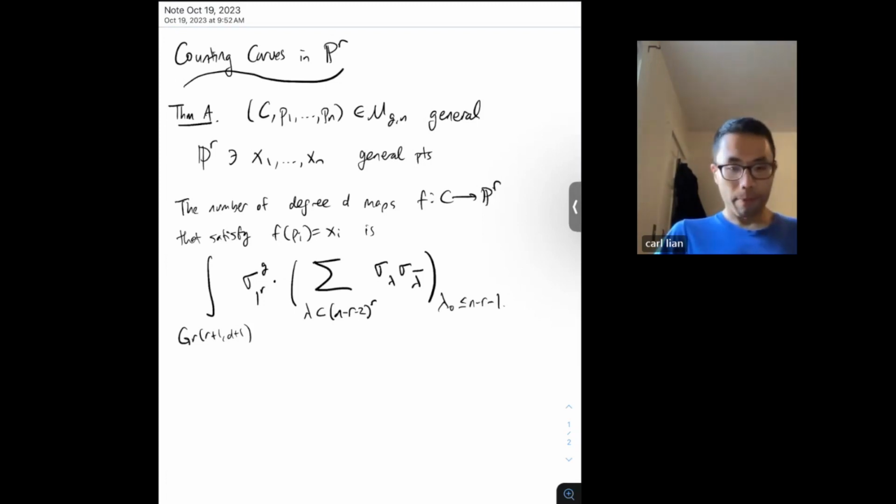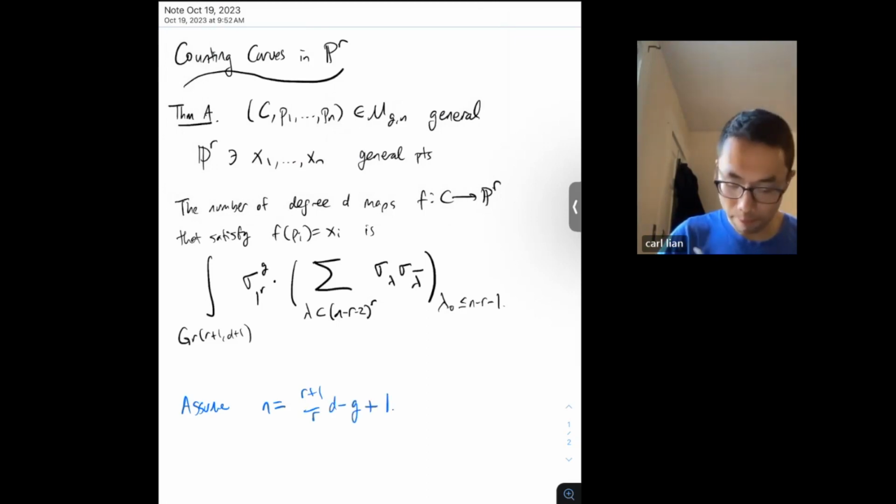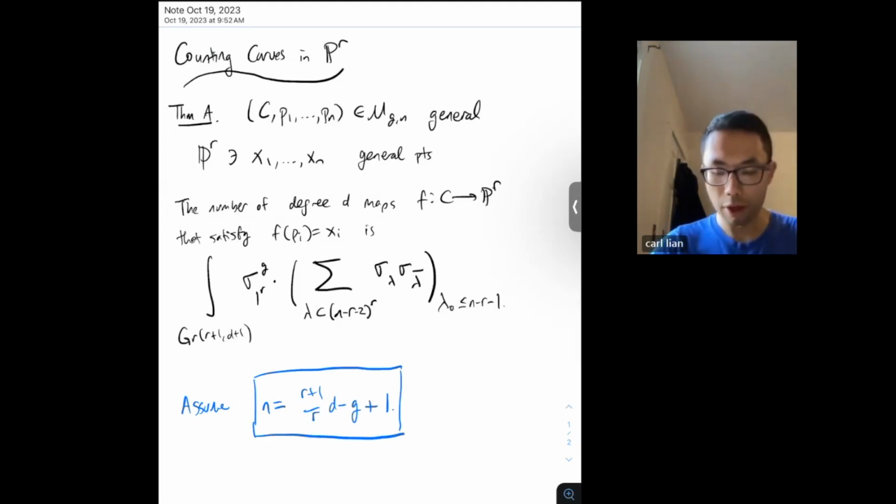Okay, and maybe I should say, in order for this to be a sensible question, so I'm asking enumerative questions, I need to impose some sort of numerical condition. So throughout the talk, I'm going to write this in a different color. So I assume here that the number of marked points is equal to this number. Okay, so this is the condition under which you would expect that you would have a finite answer to this problem, and in fact, for some transversality, for some reasons which I'll allude to, one actually does get a finite answer to this problem.